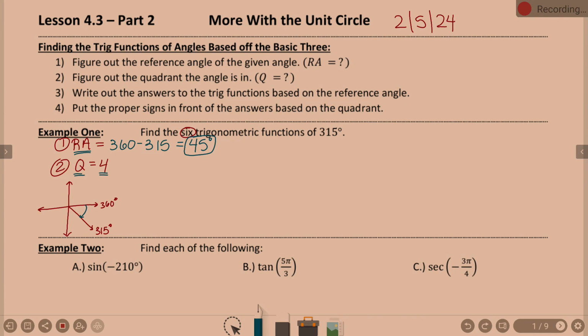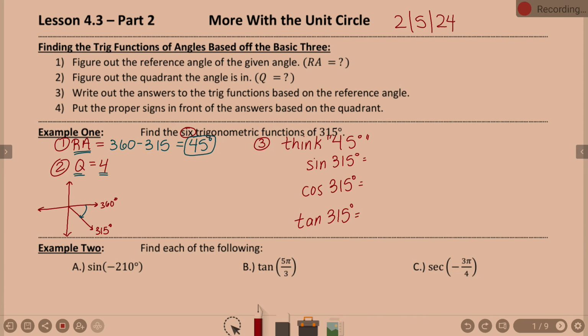Okay? Now, step 3 says write out the answers to the trig functions based on the reference angle. So my reference angle is 45 degrees, right? So as we go through this problem, we're going to think 45 degrees. Okay? Even though what I'm actually going to write is sine of 315 degrees, cosine of 315 degrees, tangent of 315 degrees.